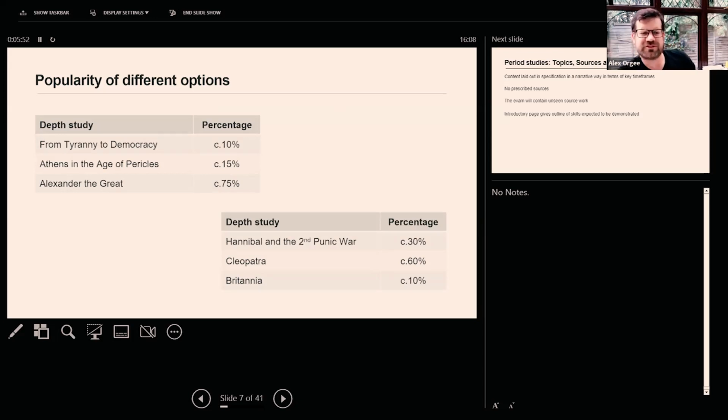I thought it might also be interesting for you to have an idea of the most popular depth studies in terms of the number of candidates taking them. These are approximate figures based on entries we've had over the last few years, and on new centres coming on board and what we think they're taking.